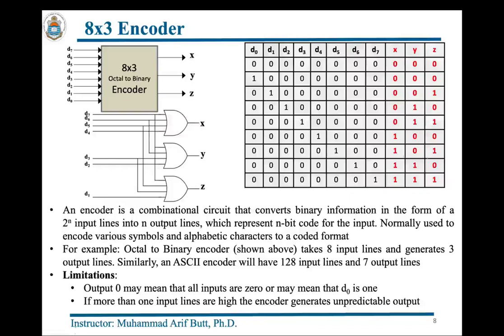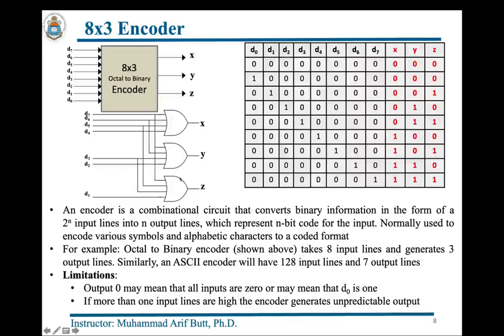There are 2 limitations of this simple encoder. The first is that the output is 0 in 2 cases: the output is 0 when all the inputs are 0, and the output is 0 when D0 is 1. The other limitation is that if more than one input line is high, the encoder generates an unpredictable output. We will see this when we jump onto the hardware simulator, and I will show you these limitations and tell you how we can overcome them.